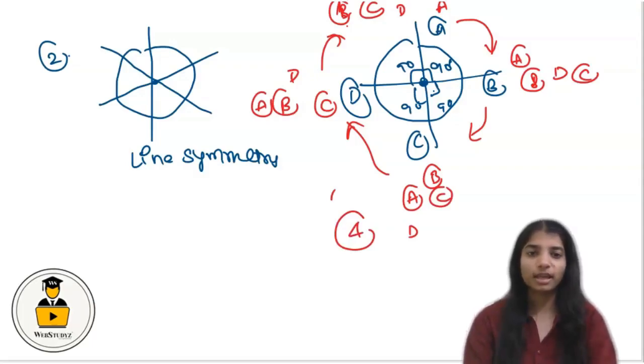So the circle has both line as well as rotational symmetry. In order to solve this problem, here's the basic concept of symmetry. I hope you understood the concept well.